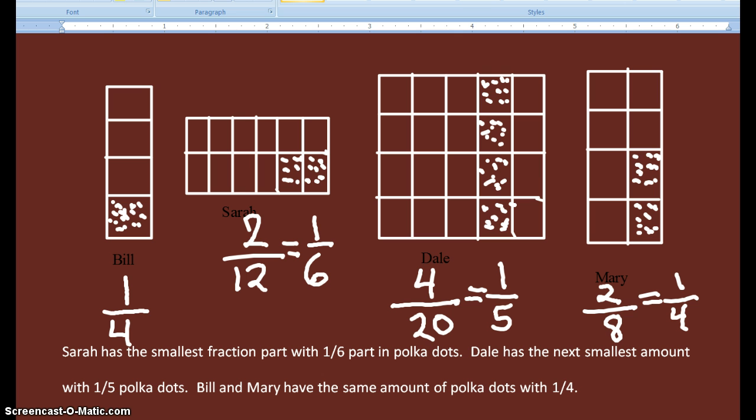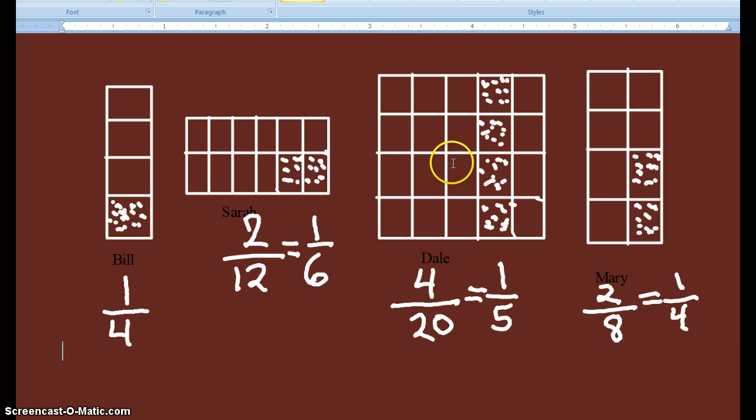Now, our next part of the question is, is Sarah's claim right that she has a design with the greatest fractional part in polka dots? And then we need to explain our reasoning. Well, if she has 1/6, does she have the greatest amount? No, she only has 1/6, which is less than all the other students in this group. So we can just simply say no.